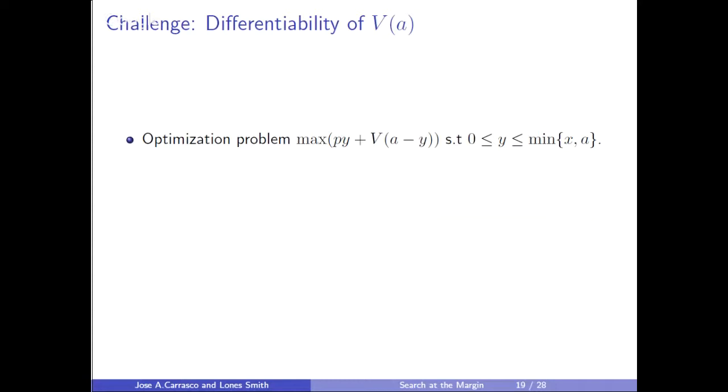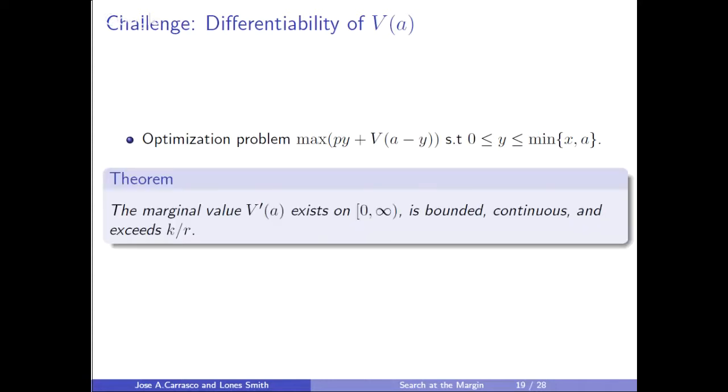So that's another contribution of the paper. We provide a new proof for the differentiability of the value function. We show the marginal value exists. It's also bounded and continuous. And of course exceeds the present value of dividends.